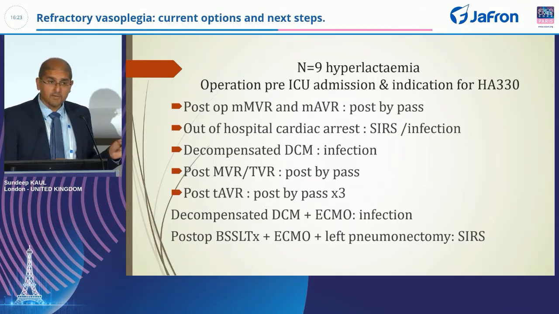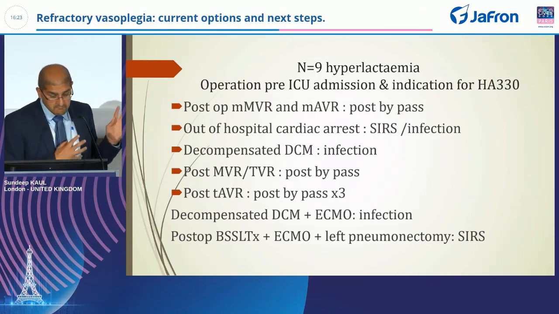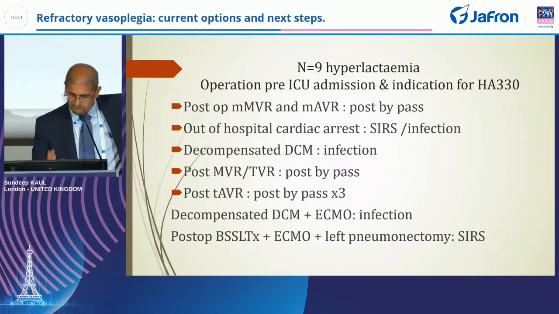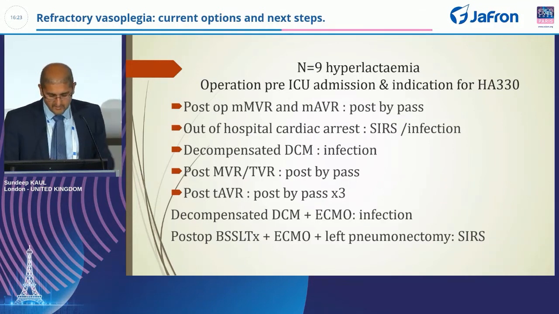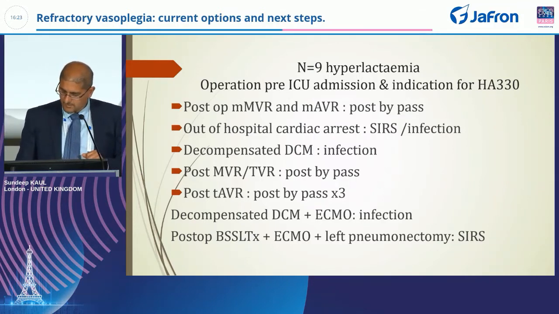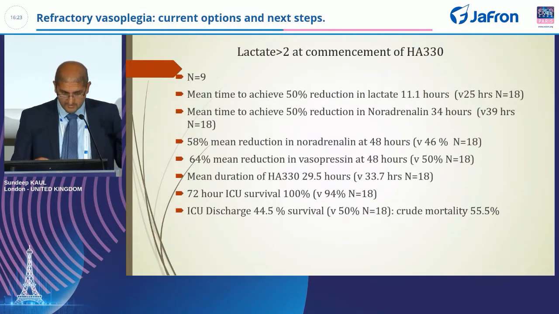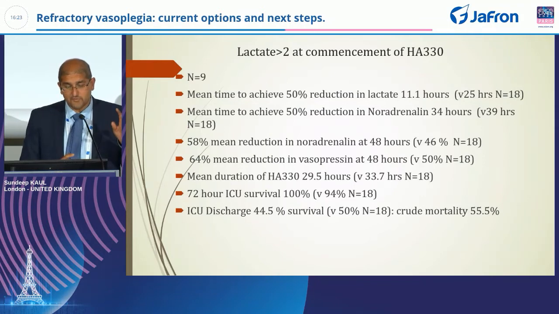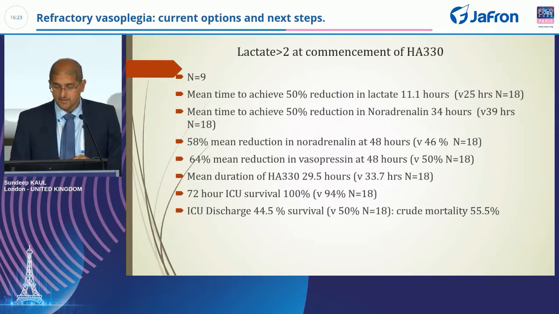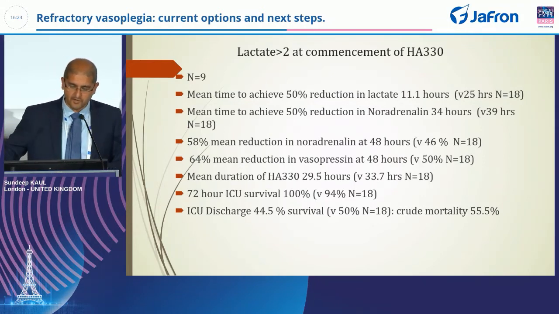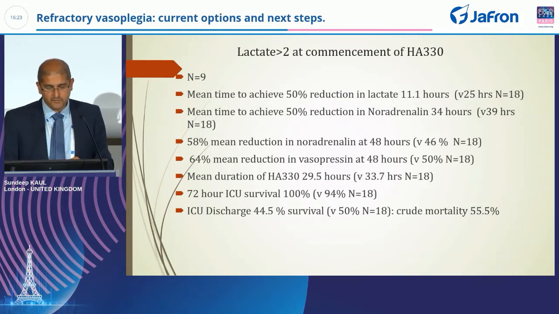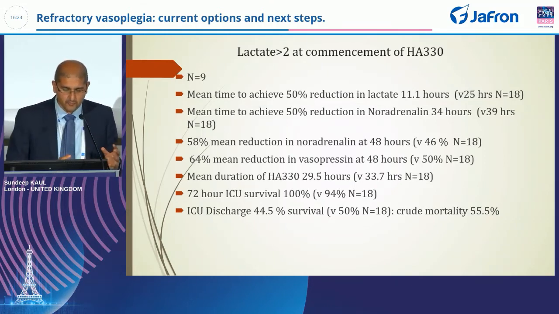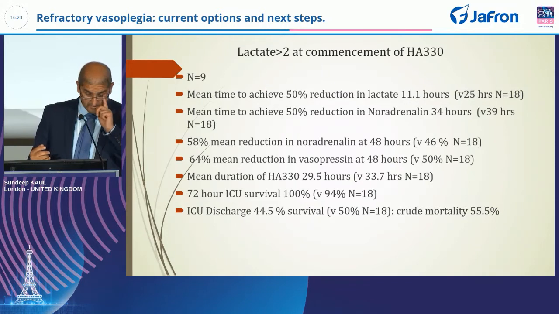Here's the hyperlactemic group. And you'll see most of these are post-bypass. I've got an out-of-hospital cardiac arrest, okay? But most of these, and a lung transplant, most of these are hyperlactemic. N equals 9. So this time, the mean time to produce a 50% reduction in the lactate is 11 hours versus 25. The mean time to achieve a 50% reduction in NORAD is 34 versus 39. You might say, hey, not a massive amount.